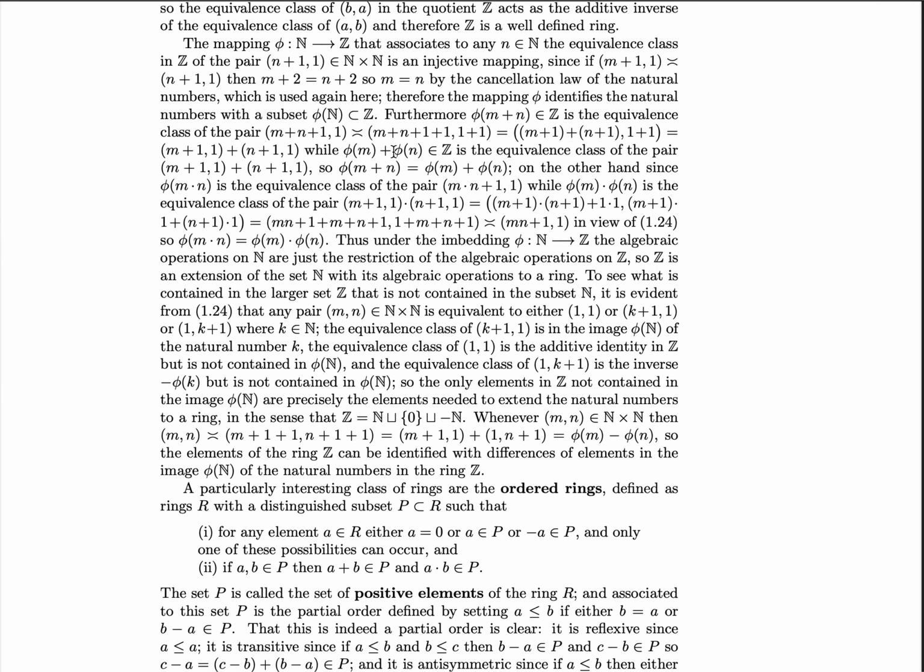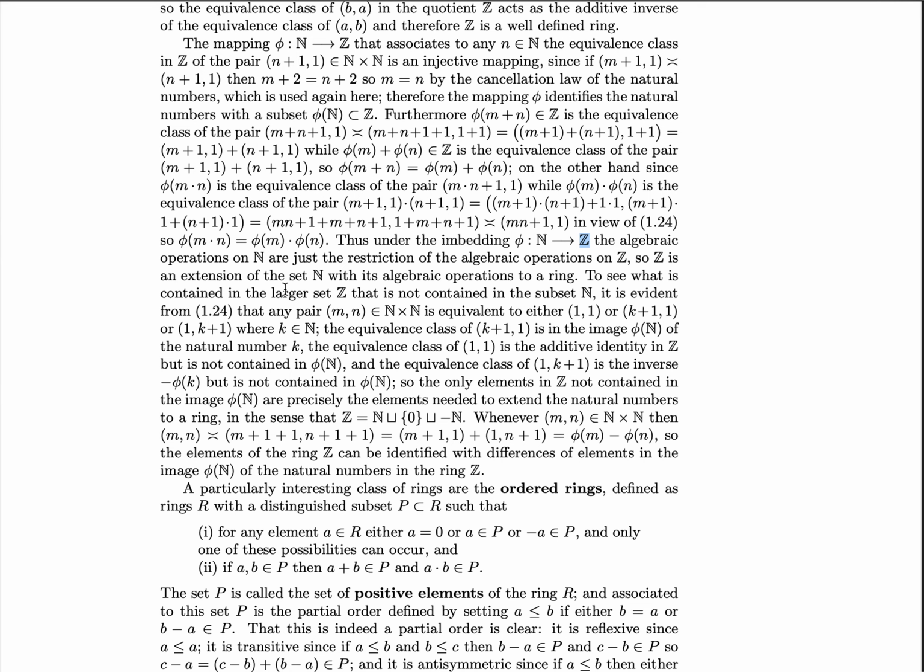The same thing applies for multiplication, in the sense that phi of m times n is the equivalence class of (m times n plus 1, 1), while phi of m times phi of n is the equivalence class of this term times this term, which we multiply out and rearrange. We get this term, which is equivalent to (mn plus 1, 1). So phi of m times n is equal to phi of m times phi of n. Thus, phi is an embedding, namely that we send a set to a subset of a larger set, from the natural numbers to the integers.